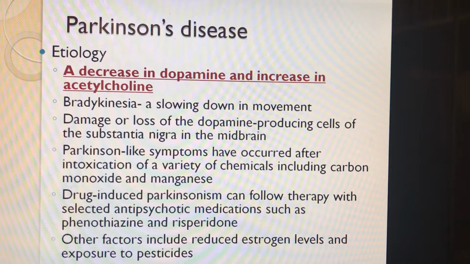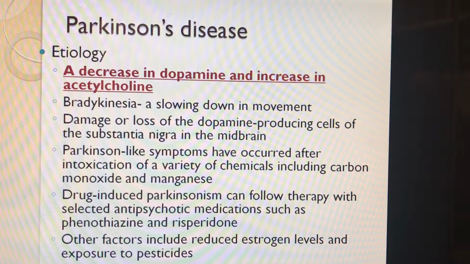Next is Parkinson's disease, and this is known as a decrease in dopamine and an increase in acetylcholine. So they're going to have bradykinesia. They may have damage or loss of the dopamine-producing cells. Parkinson-like symptoms have occurred after intoxication of a variety of chemicals, including carbon monoxide and manganese. You have what's called drug-induced Parkinsonism, which can follow therapy with selected antipsychotic medications. And other factors include reduced estrogen levels and exposure to pesticides.